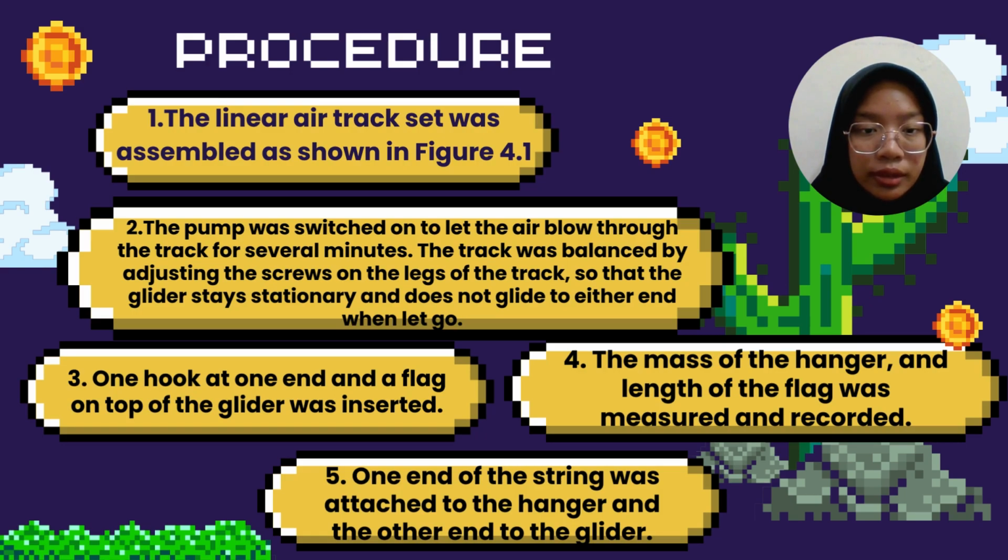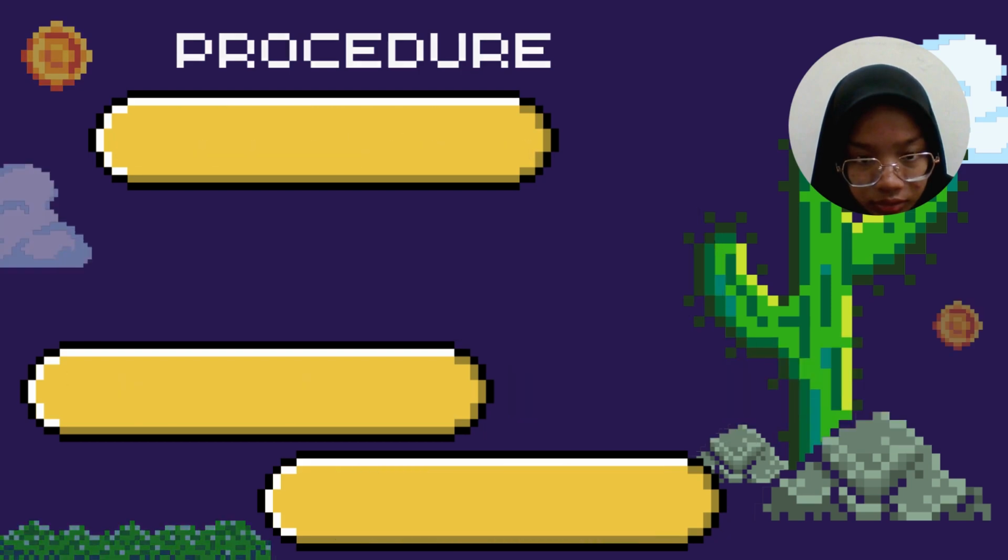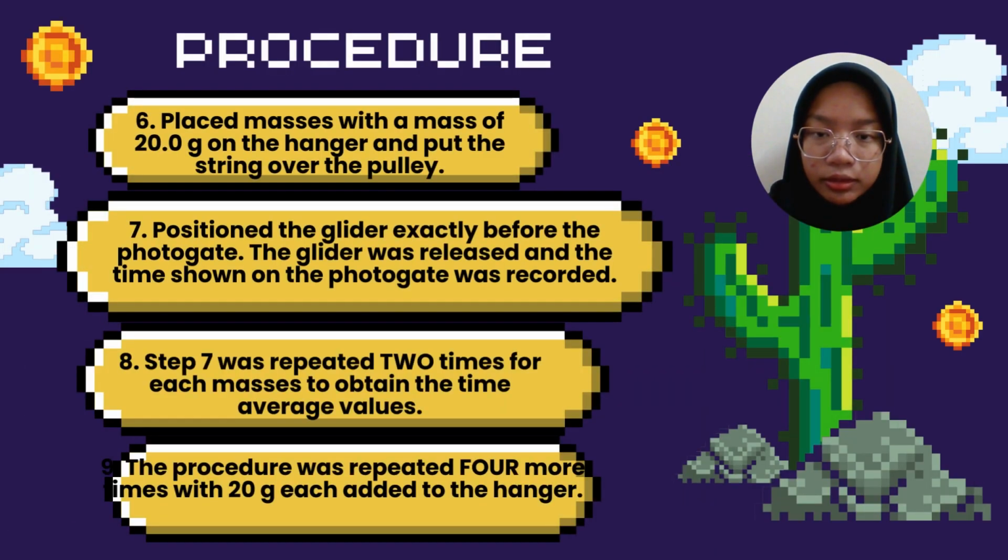Third, one hook at one end and a flag on top of the glider were inserted. The mass of the hanger and the length of the flag were measured and recorded. One end of the string was attached to the hanger, and masses were placed, with a mass of 20 grams on the hanger, and the string was put over the pulley.